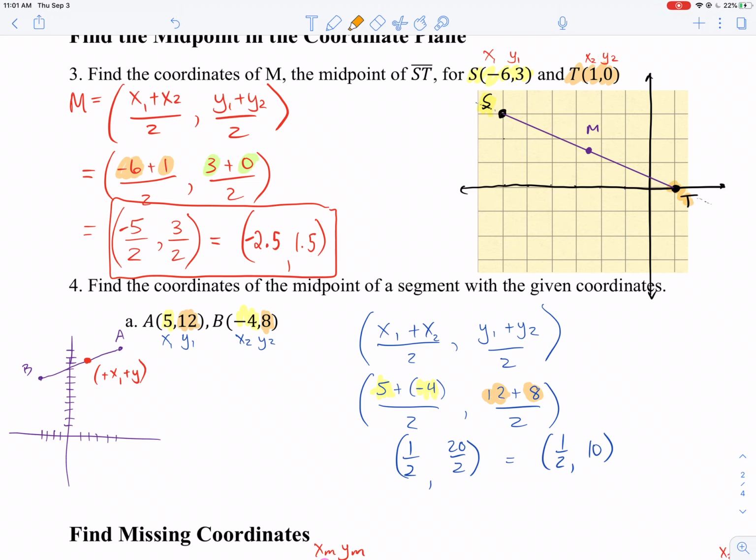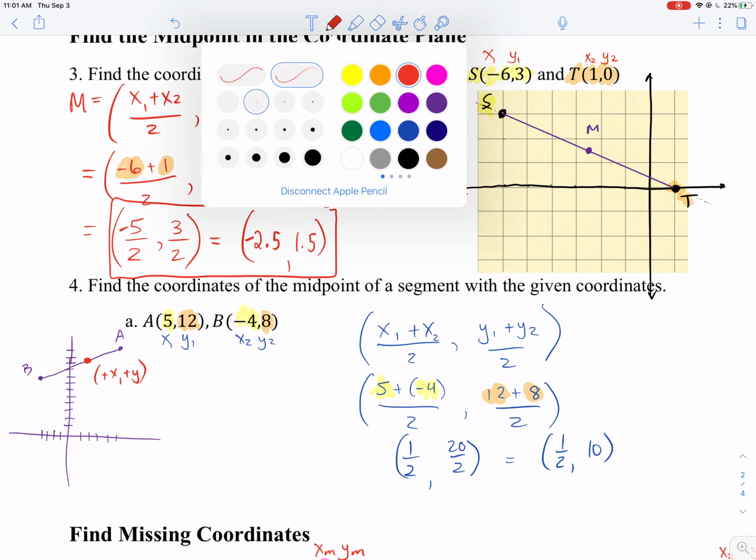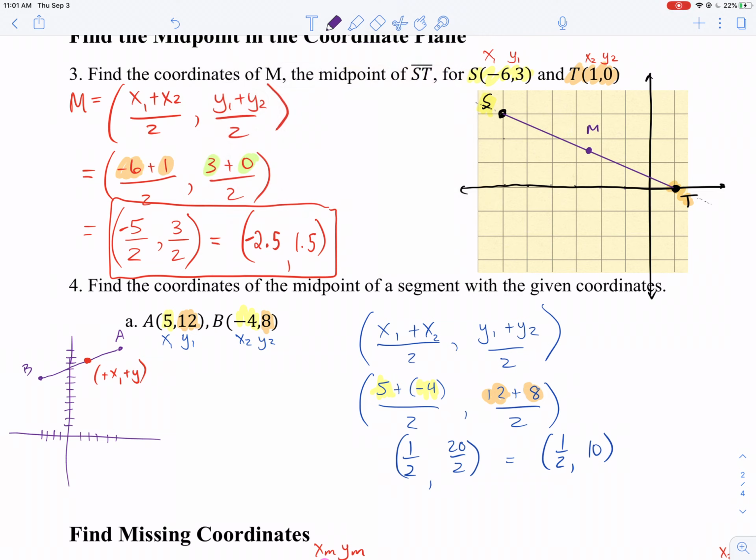So now if I go back over to my graph that I sketched before, if I went about a half, and I went up 1, 2, 3, 4, 5, 6, 7, 8, 9, 10, it's pretty close, right? To where my estimation was. And I would see that my midpoint is at 1/2, 10.